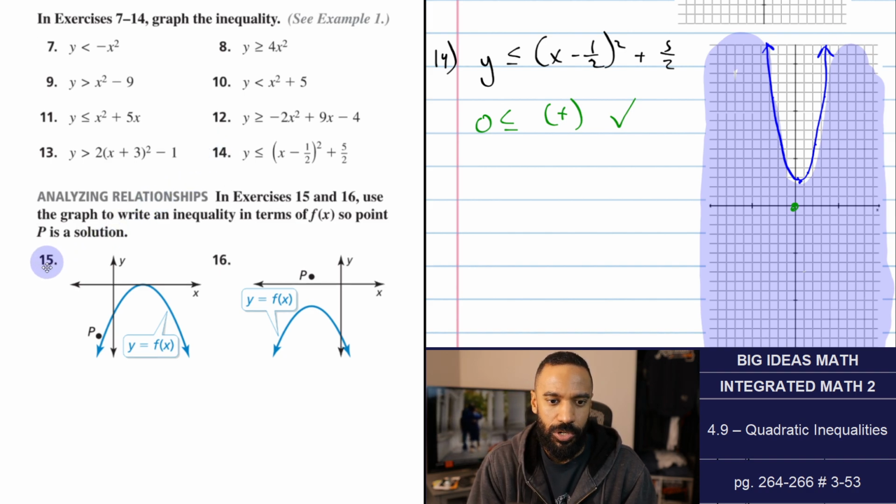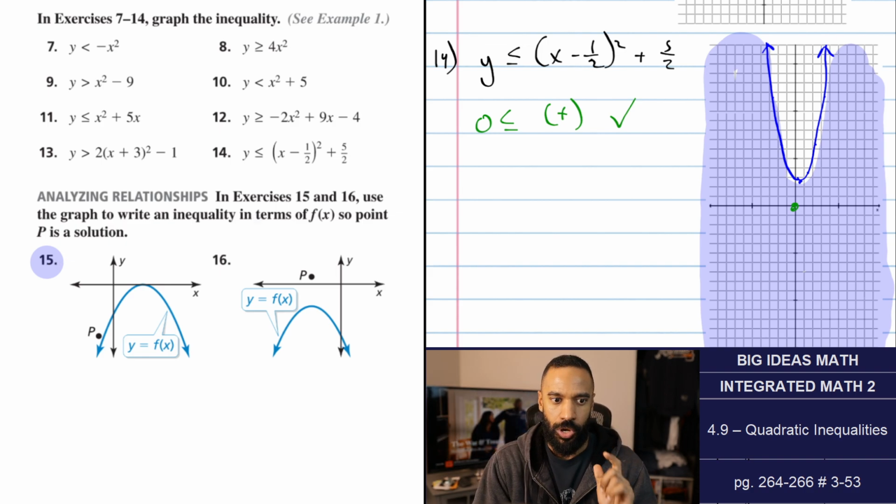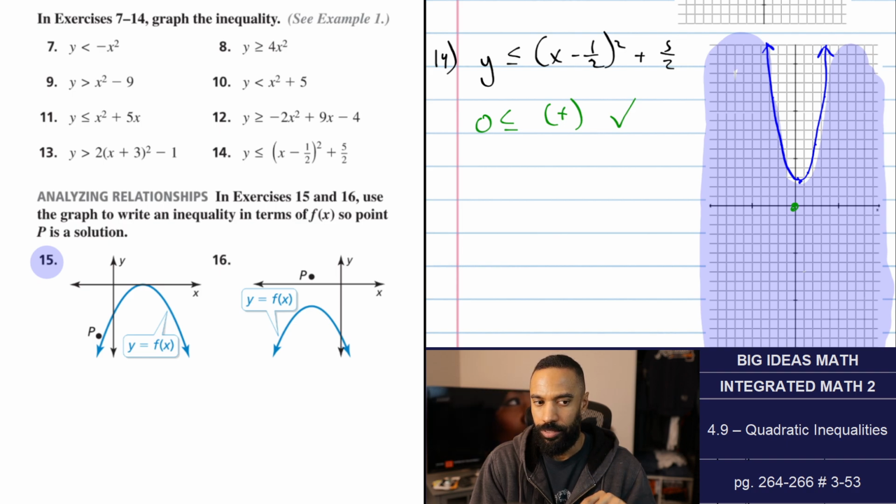Numbers 15 and 16, we are going to use the graph to write an inequality in terms of f of x so that the point P is a solution. Oh, so we make up our own?